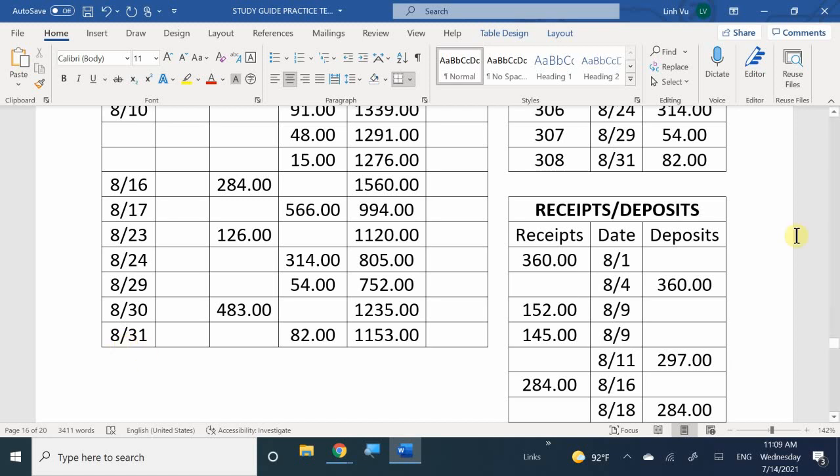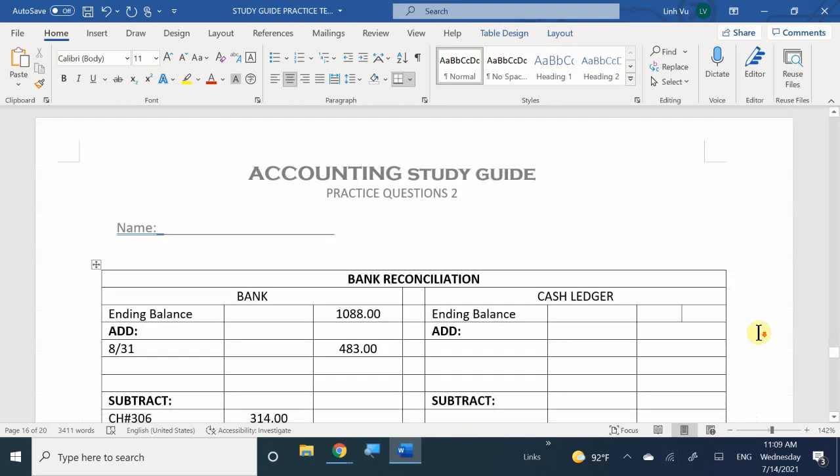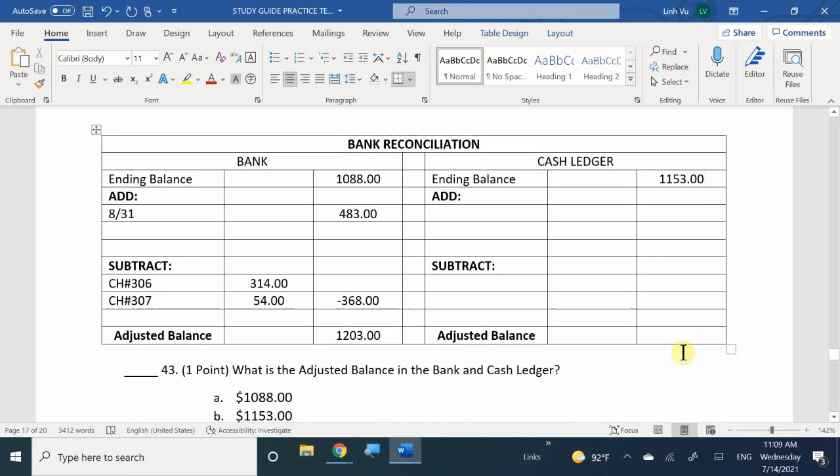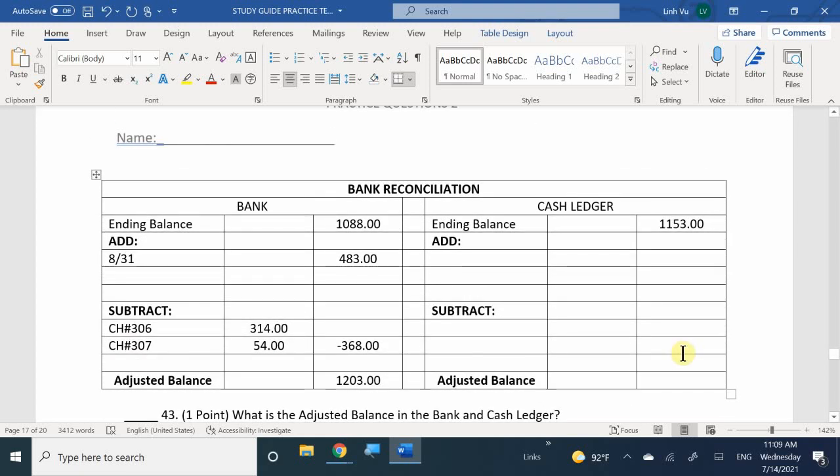1153. 1153. Okay. Now on the cash side, what do I need to add and what do I need to subtract on the cash side? Because that's what we have to do.